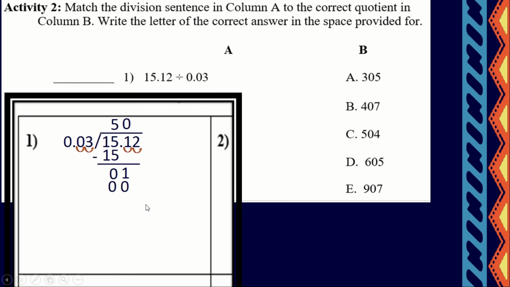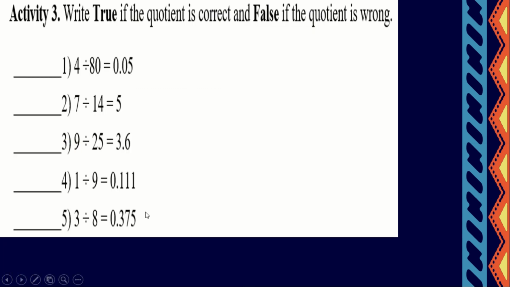So 0 times 3, we have 0. Subtract 1 minus 0, we have 1. Bring down 2. 12 divided by 3, we have 4. 4 times 3, we have 12. And 0. Since our decimal point has been moved here, it means ang sagot natin whole number. So the answer is 504. So that will be letter C. So dapat ganyan din ang sagot nyo.